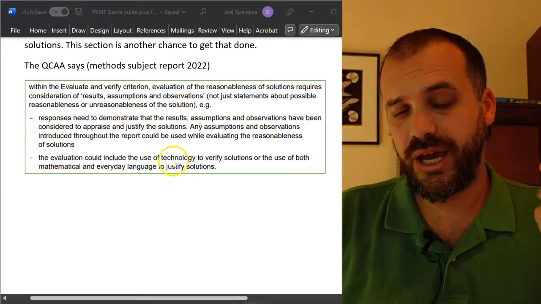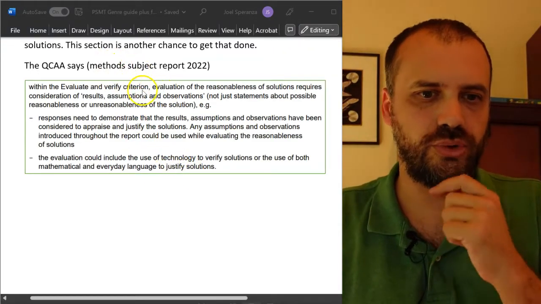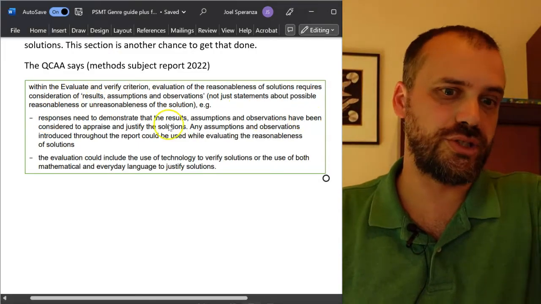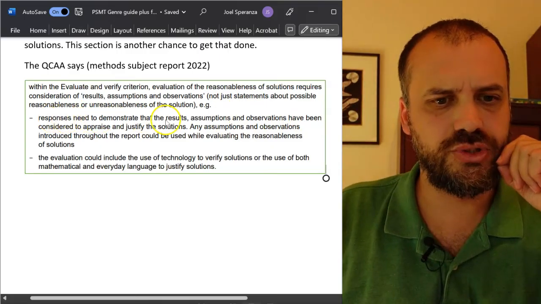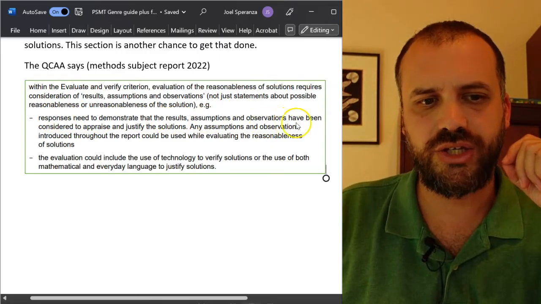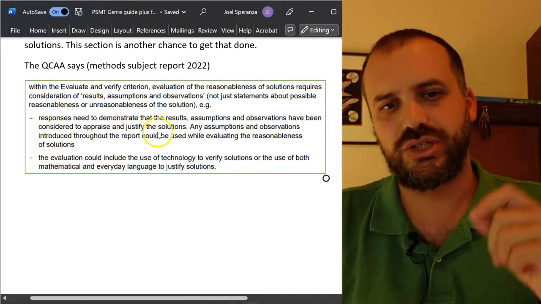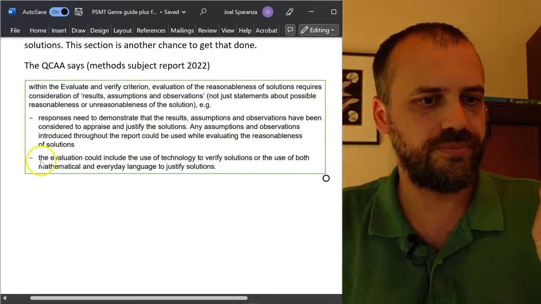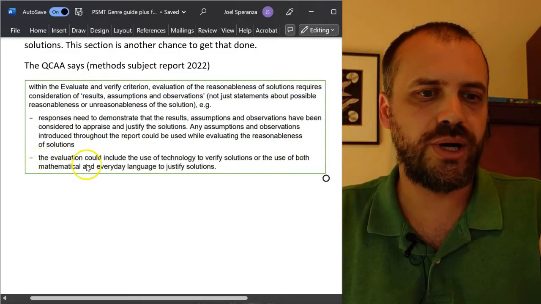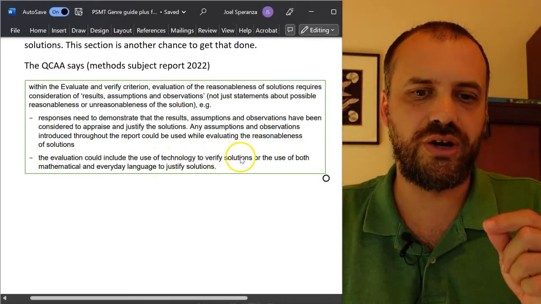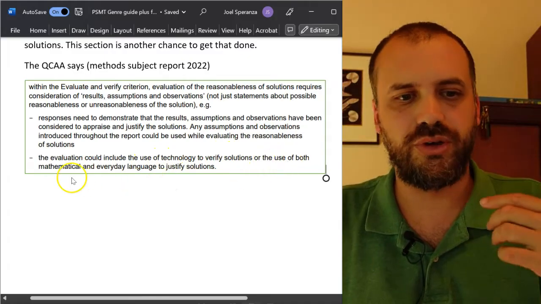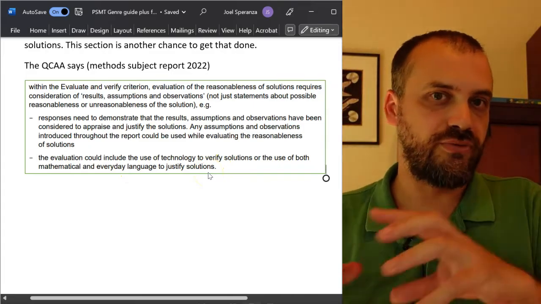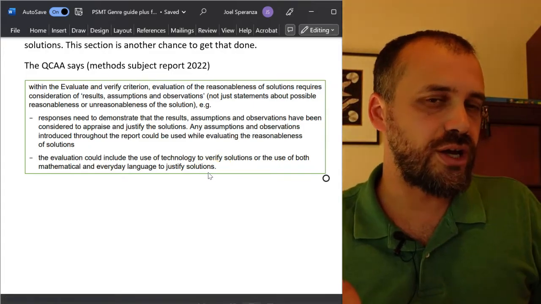Of course, the QCAA have their say in the methods subject report from 2022. I think this part of the dot point is important, and it's something I said just a second ago. Responses need to demonstrate that the results, assumptions, and observations have been considered to appraise and justify the solutions. So you have to consider all 3. The second dot point, something important. The evaluation could include the use of technology to verify solutions or the use of both mathematical and everyday language to justify solutions.